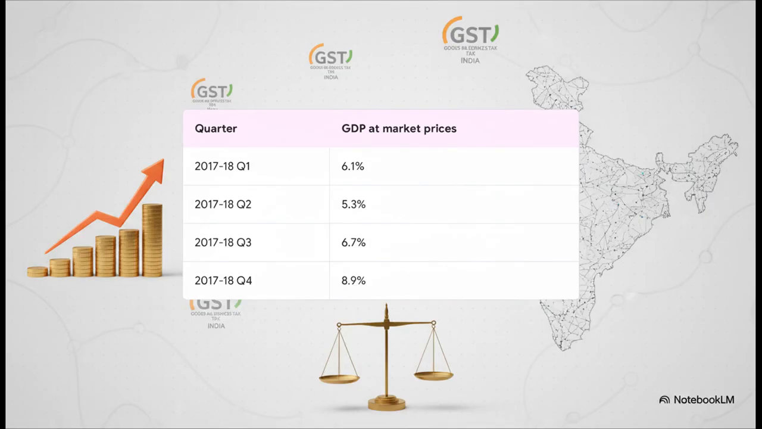Okay, first, let's just set the scene. What did the economy look like when GST arrived? The GDP numbers here show that growth was pretty moderate. The economy wasn't overheating, but it wasn't in a slump either. And that's actually kind of perfect for this analysis because it means there weren't any huge outside forces that were already pushing prices way up or way down.